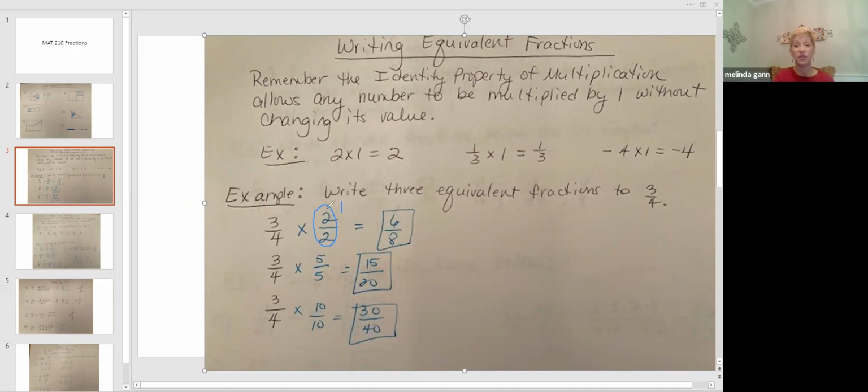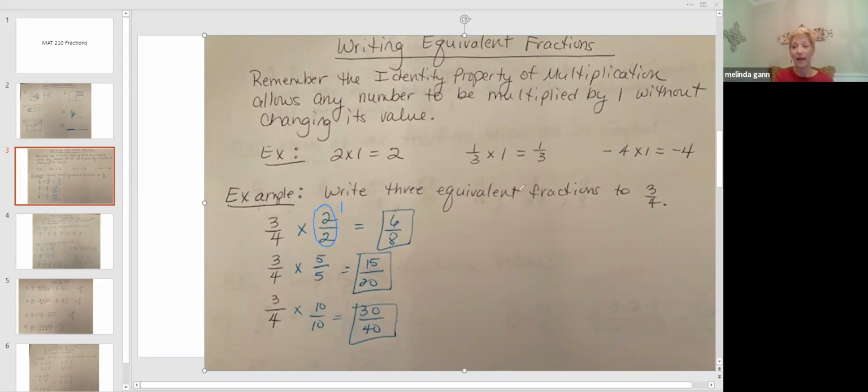Same thing, instead of using 2/2, I could have used any number over itself except 0/0. So I just arbitrarily picked 5/5. Well, 3 times 5 is 15, and 4 times 5 is 20. So 15/20 has exactly the same value as 3/4, because really I just said 3/4 times 1. Again, any number divided by itself. So this time I decided to use 10/10. And 3 times 10 is 30, and 4 times 10 is 40. So 30/40 is the same thing as 3/4.